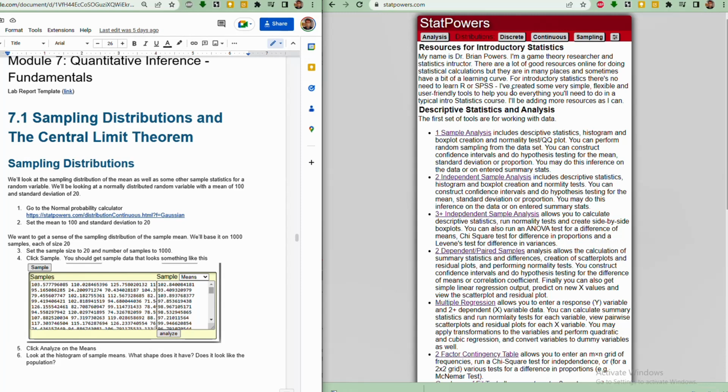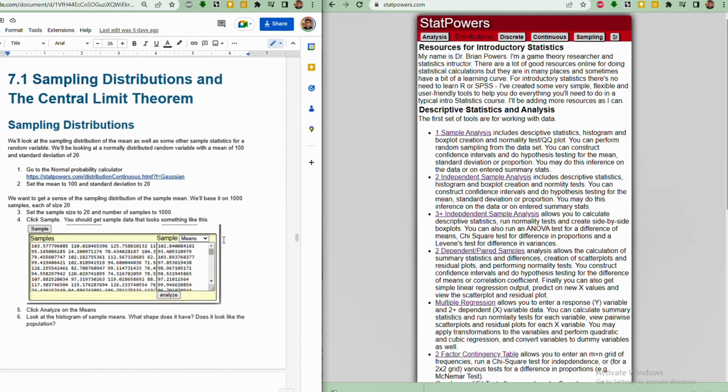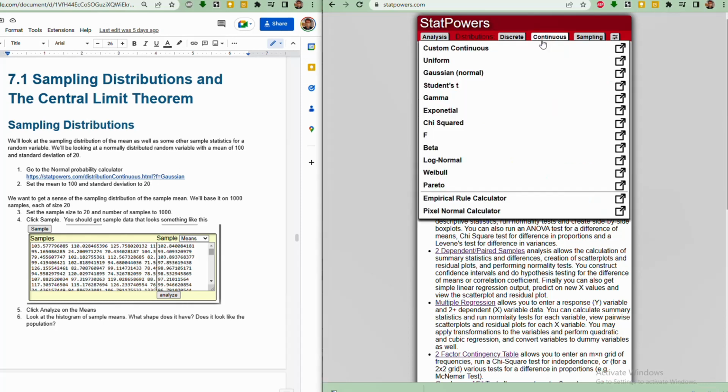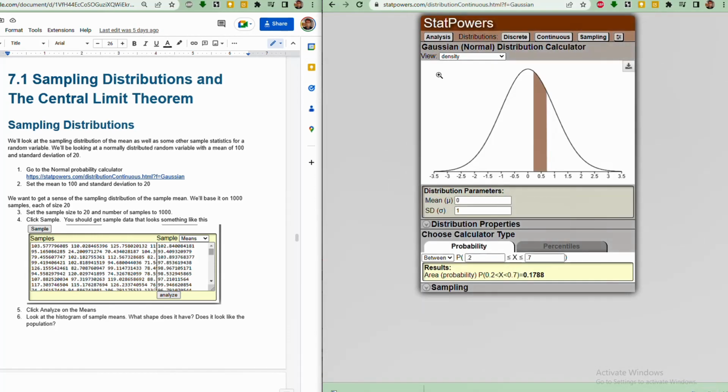Before we do, we want to get a sense of the central limit theorem and how it relates to the normal distribution. And so that's what the first lab is about. We're going to be using the normal probability calculator for this one. You're directed straight to it, and from Stat Powers, you can find it under continuous distributions. I'm going to just pull it up right here, the Gaussian normal. And it'll look like this.